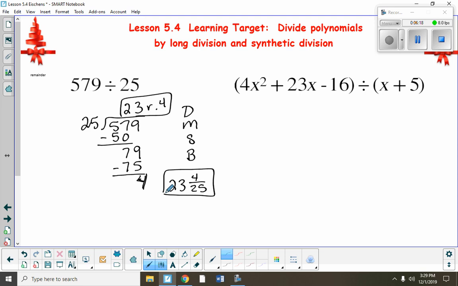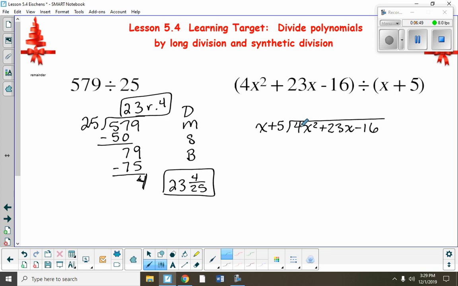Here's another one. Now we'll do it with polynomials. So x plus 5, we're going to divide it into 4x squared plus 23x minus 16. I want you to notice that both of the polynomials are in standard form. And by that I mean the exponents are in descending order. So you have 4x squared plus 23x, and then there's no x term here. So it's x squared, x to the 1, x to the 0. If we were missing one of those, we would put in a 0 as a placeholder.